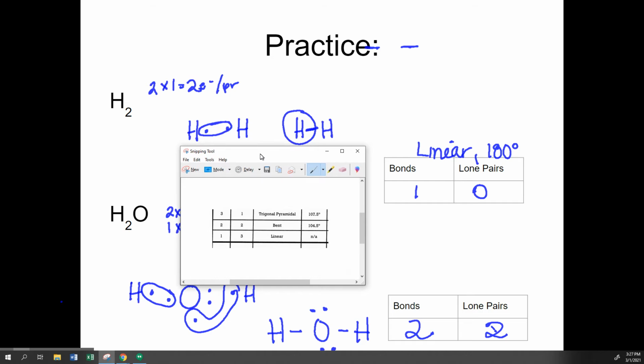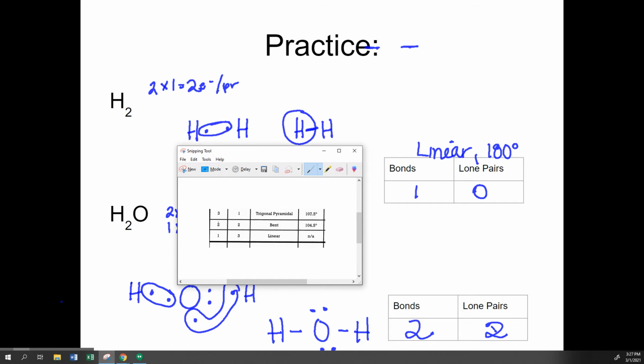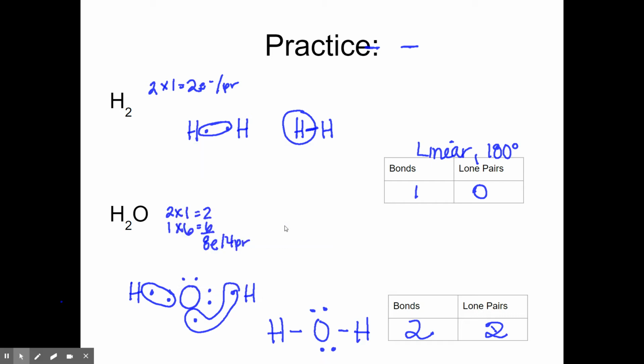When I look here, 2 and 2 gives us a bent angle with 104.5.